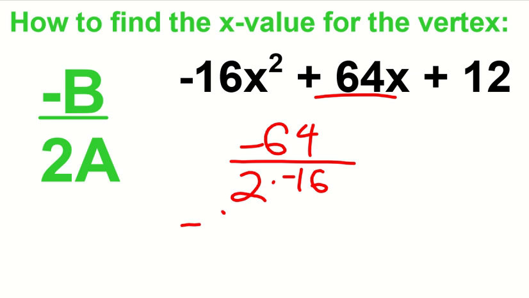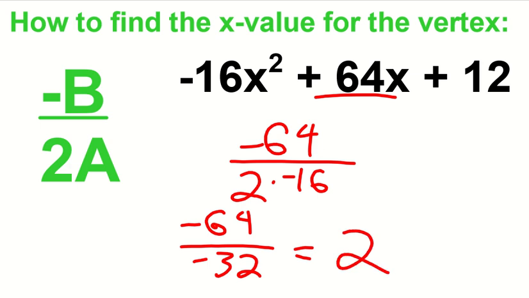So in this case, I'd have negative 64 over negative 32. Negative divided by negative is a positive. 64 divided by 32, in this case, gives me 2. That's all it is. Opposite of b over 2a gives me the x value of the maximum.